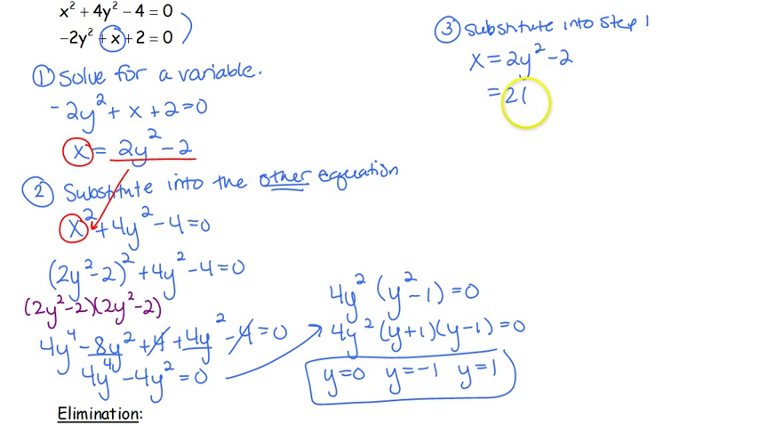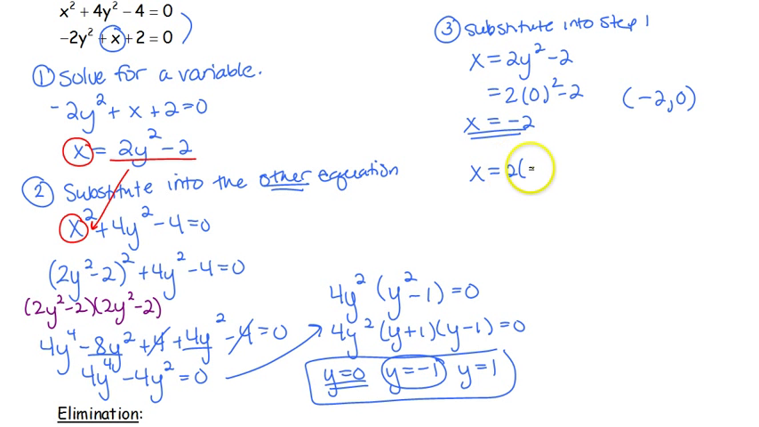So our first possible y value is 0. So that gives us a negative 2. So from this point right here, we used y equals 0. We found that x equals a negative 2. So our solution is negative 2, 0. Then we check a negative 1.